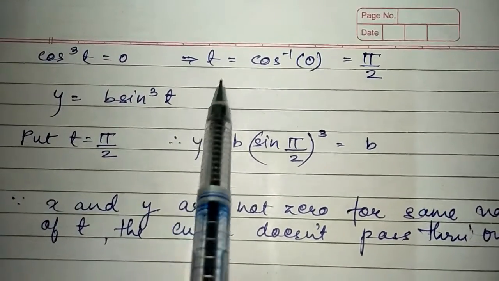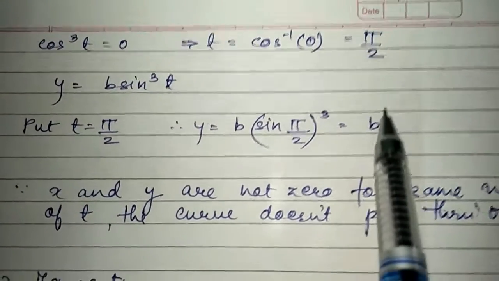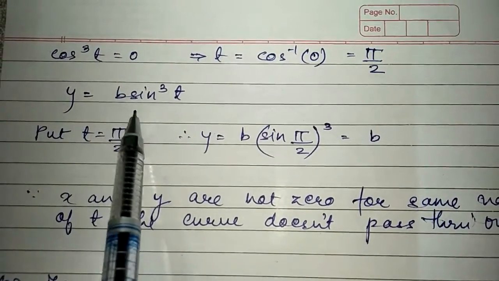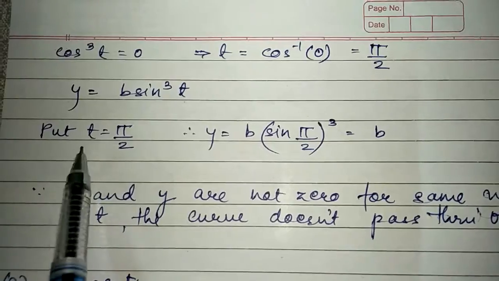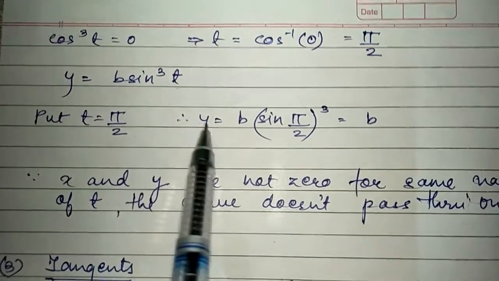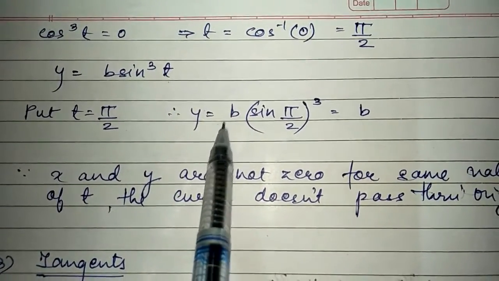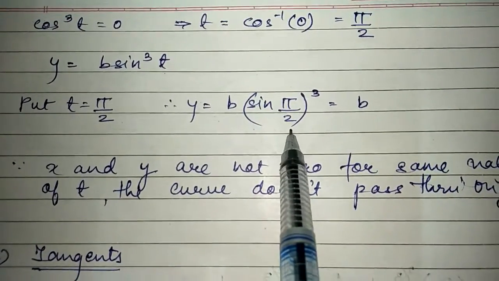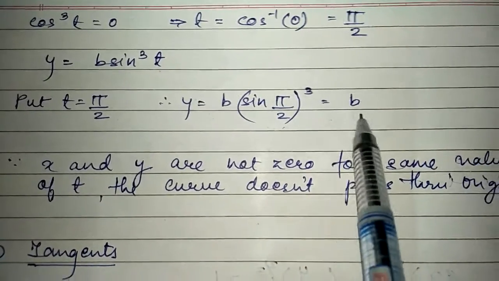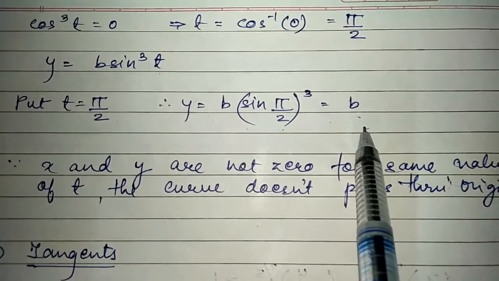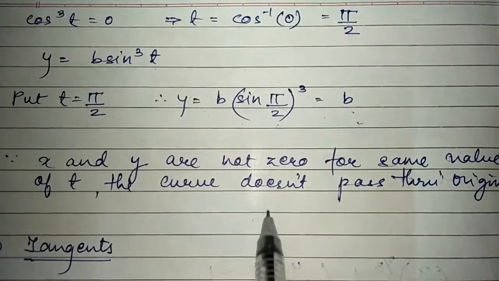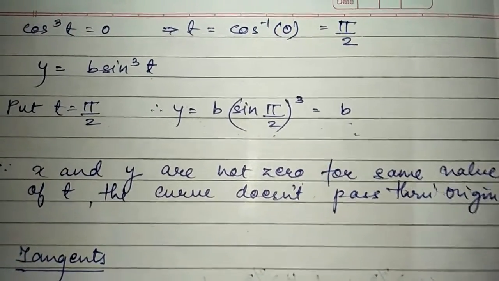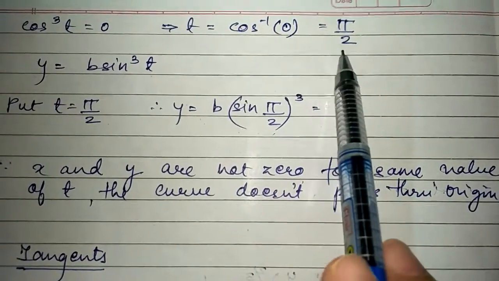And now we'll substitute this value of t, that is pi by 2, in the equation for y. So y is b sin³t. We'll put t = pi by 2. So y = b (sin(pi by 2))³. We know sin(pi by 2) is 1. So we have b. That is, the value of y is b and not 0. That is, x and y are not 0 for the same value of t.